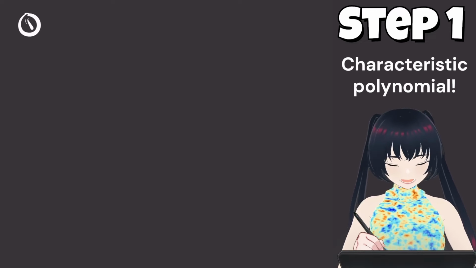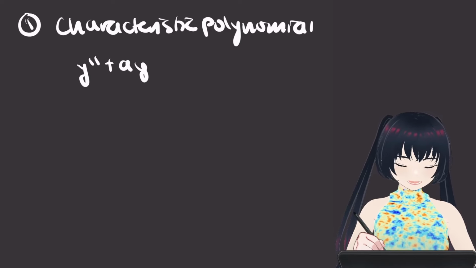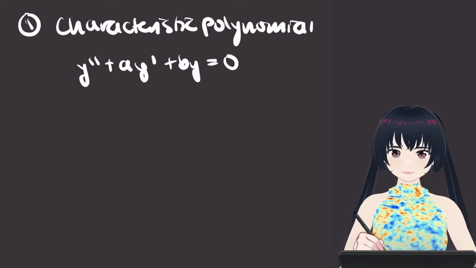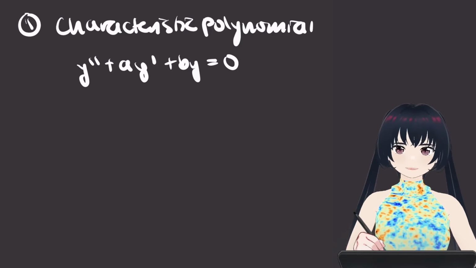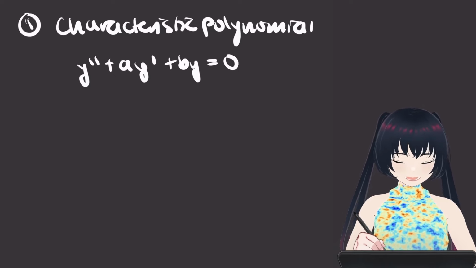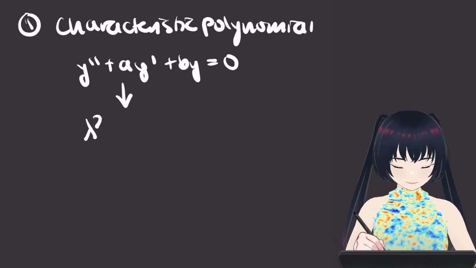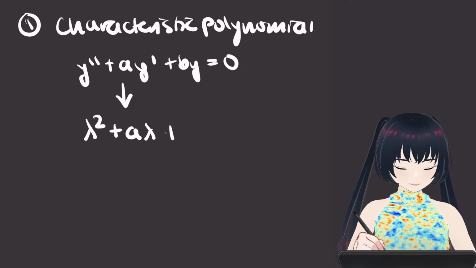Step number 1, get the characteristic polynomial. So you have an equation of this form, right? y double prime plus a y prime plus b y is equal to 0. The way that you can find this characteristic polynomial, which will become central to how we solve ODEs moving forward, is by converting this into lambda. So this becomes lambda squared plus a lambda plus b is equal to 0.